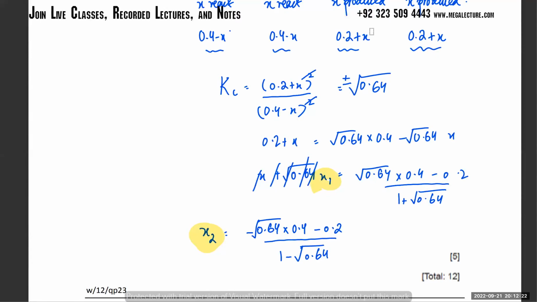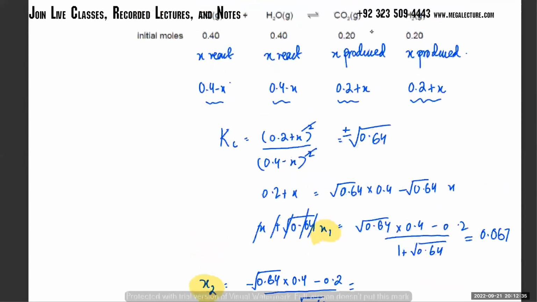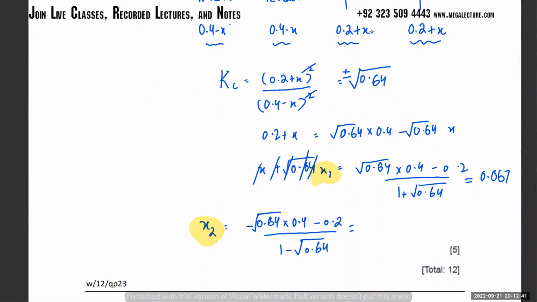So the first one is 0.067. First one is 0.067. Yep. And it's to 2 significant figures because everything is. What about the other one? Negative 2.6. So that's negative 2.6. So you're getting two values, right?